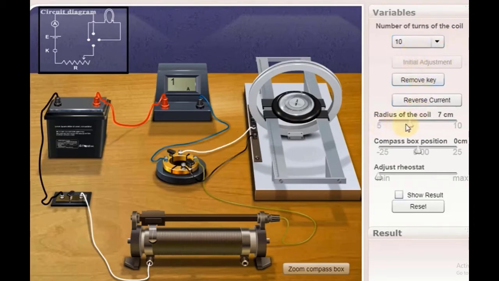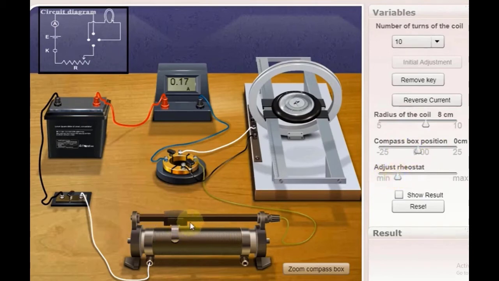Then this is your radius of the coil. Its minimum value is 5 cm and it can go up to 10 cm. You can select any value that you desire. And now this is your compass box position. Right now it is showing 0 cm because it is exactly below the circular coil. This compass box position is your X, and this is adjust rheostat.